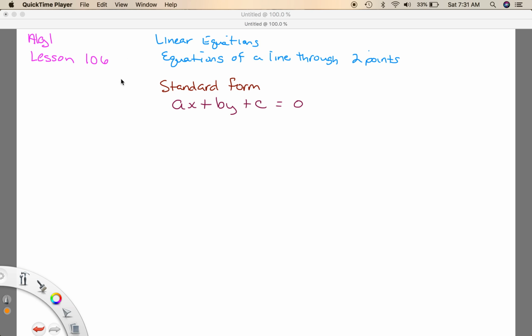Hi there, this is lesson 106, Algebra 1 Saxon Math. In this lesson we're going to cover linear equations and equations of a line through 2 points. So let's start by defining a straight line.